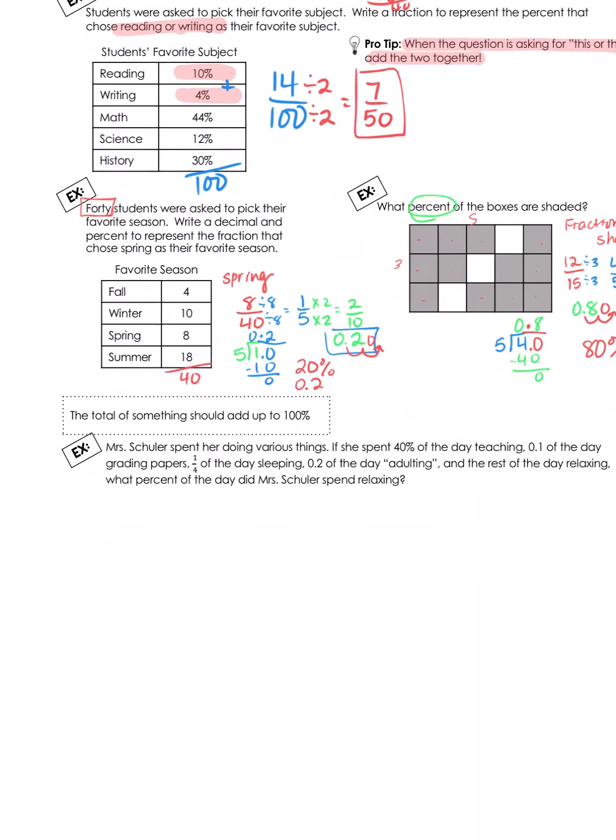Now let's do another question. Remember, if you're looking for the total of something, the total percentage should equal 100 because 100% equals 1 whole. So let's do an example. Ms. Schuler spent her day doing various things. If she spent 40% of the day teaching, 1/10 of the day grading papers, 1/4 of the day sleeping, 2/10 of the day adulting, and the rest of the day relaxing, what percent of the day did Ms. Schuler spend relaxing? Well, I know it all has to add to 100%.